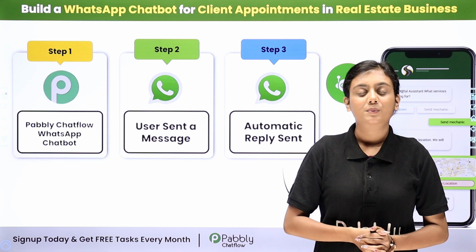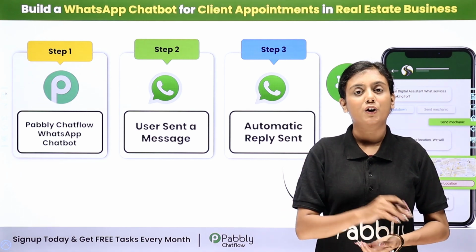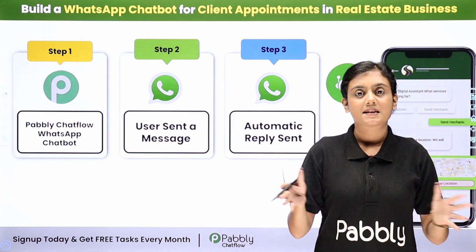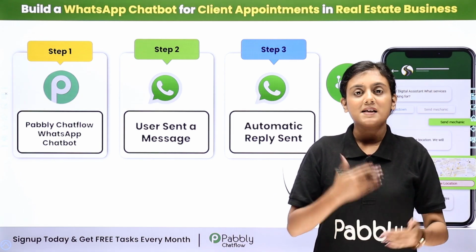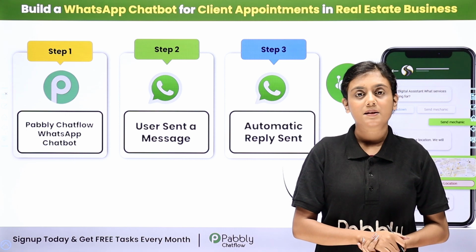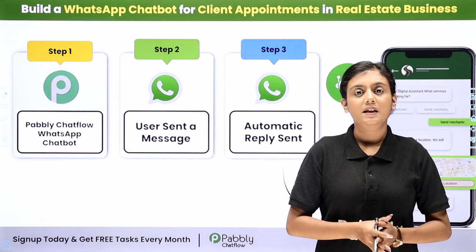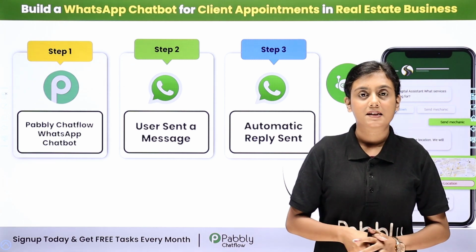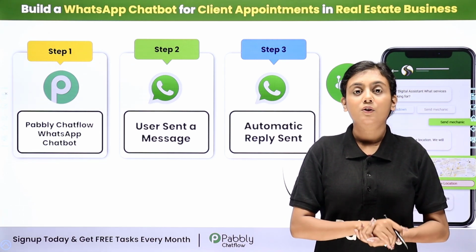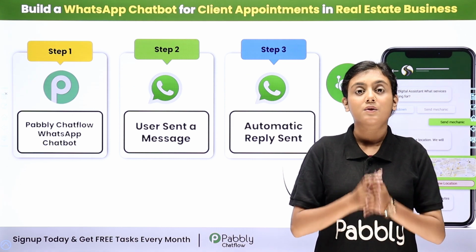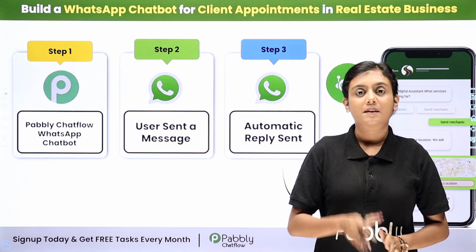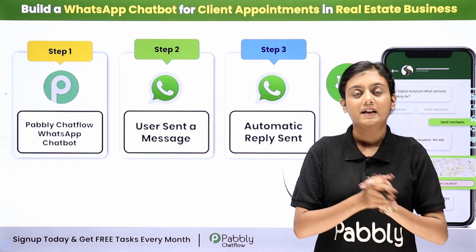So to solve this problem, I have created a WhatsApp chatbot using Pabbly Chatflow. How this bot works is that, as I've created this bot, automatically this bot is going to reply to my customer's message and send them the booking link with the help of which they can book an appointment in my real estate agency. With that, it can also ask for the preferences regarding their property and send them the contact details like my email and my phone number.